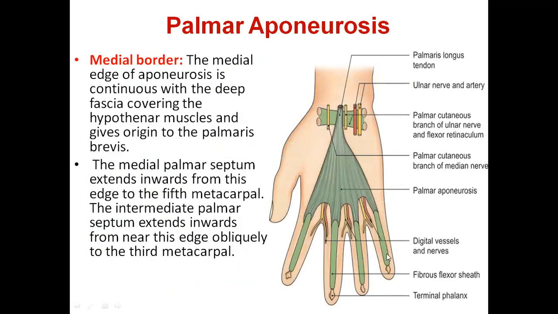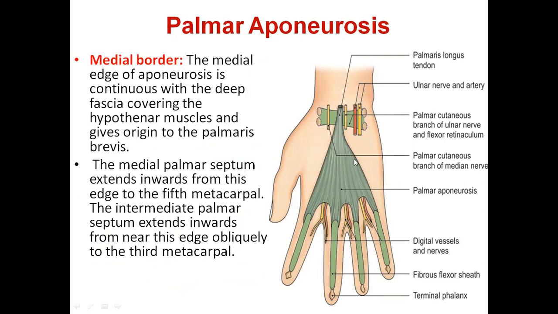Then coming to the medial border. I told you towards the little finger in the anatomical position, this is the medial border. So the medial edge of the aponeurosis is continuous with the deep fascia covering the hypothenar group of muscles, and this medial border is giving origin to one small muscle which I have shown in the second slide, that is palmaris brevis.